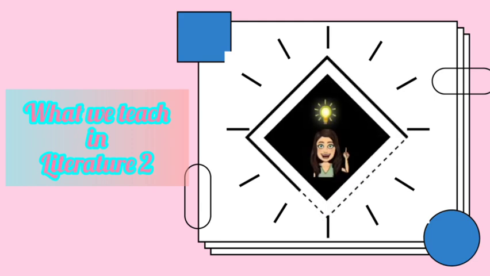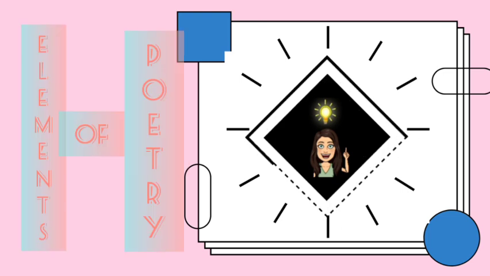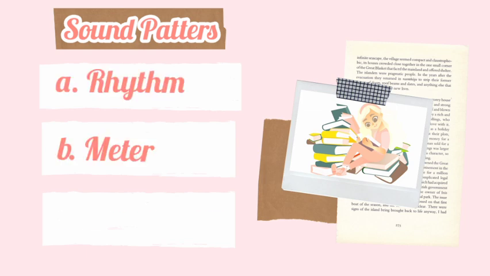Hi everyone! Today we're going to discuss the lesson entitled What We Teach in Literature Too. Let's focus on the elements of poetry, which is sound patterns, including rhythm, meter, and rhyme scheme. So these are the topics that we will learn for this lesson. So let's go for learning!